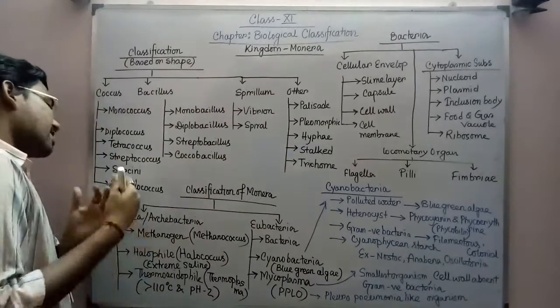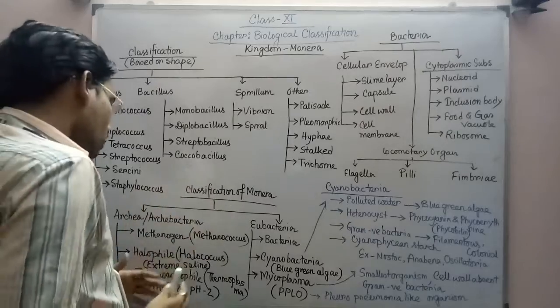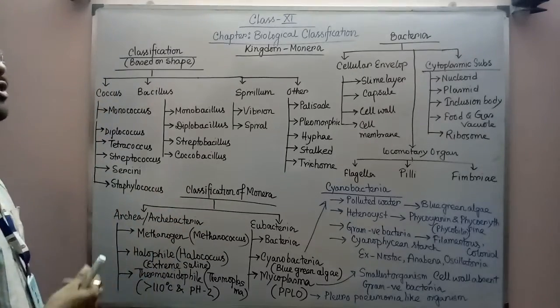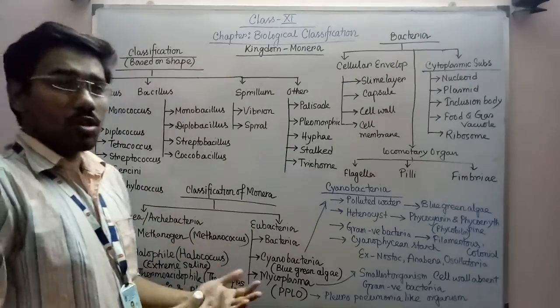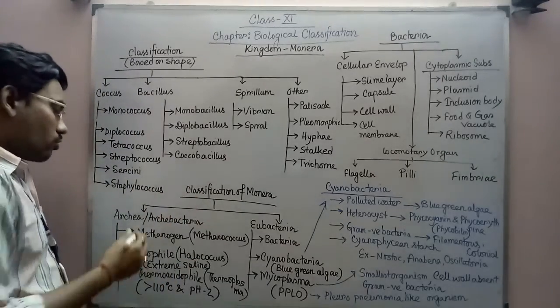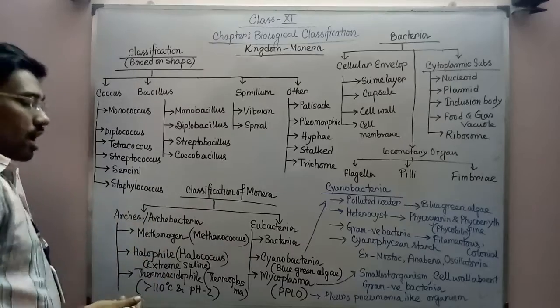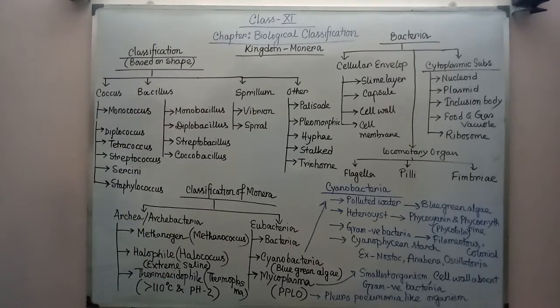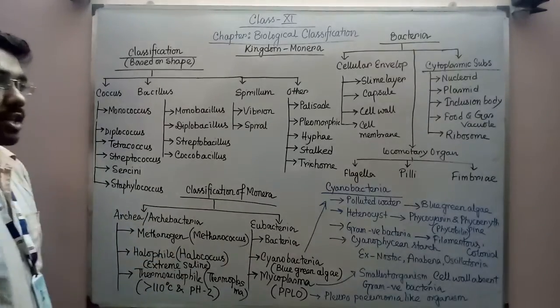Now I am going for the classification of kingdom Monera based on their morphological features. First of all, we have classified the entire kingdom Monera into two different categories or classes. First one, that is Archaea or Archibacteria. Second one, that is the Eubacteria.